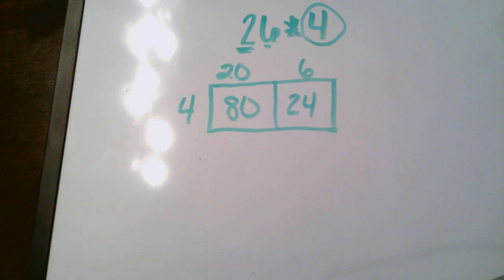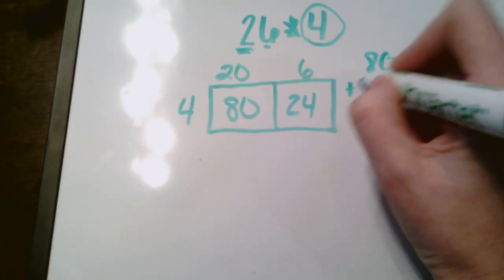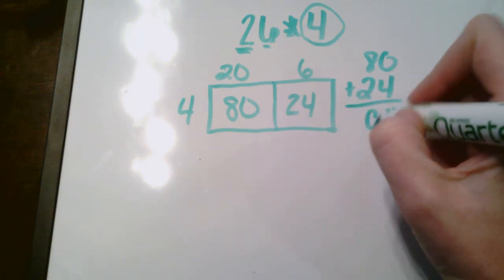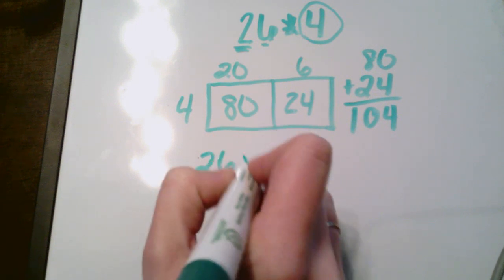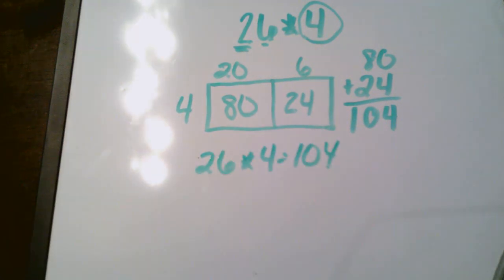And then, we always say, we add them up. So 80 plus 24 is 104. So then we know that 26 times 4 equals 104.